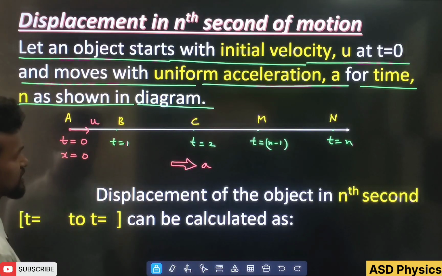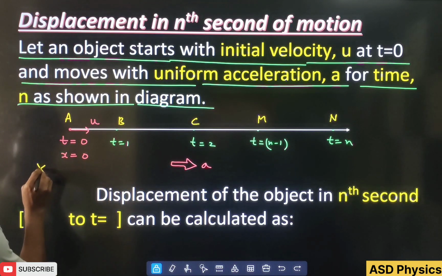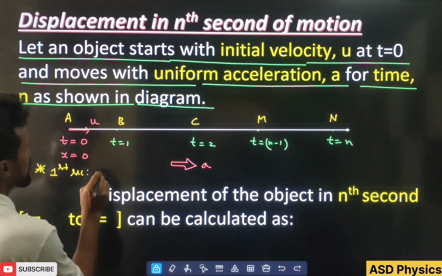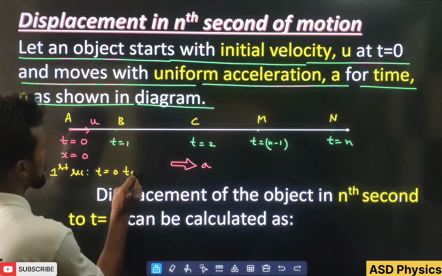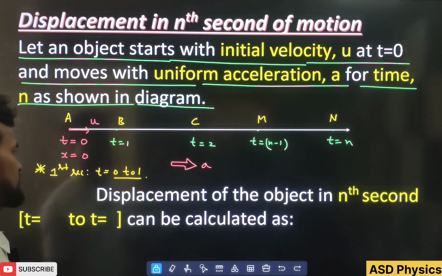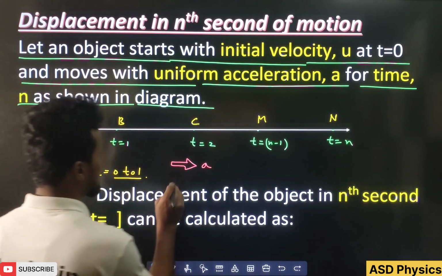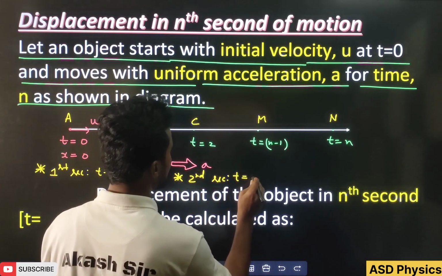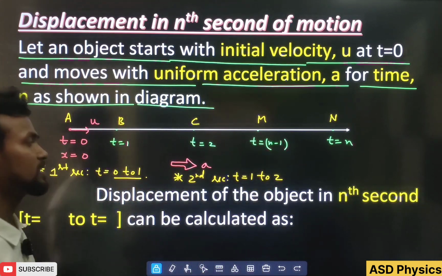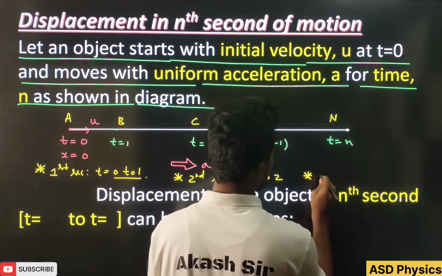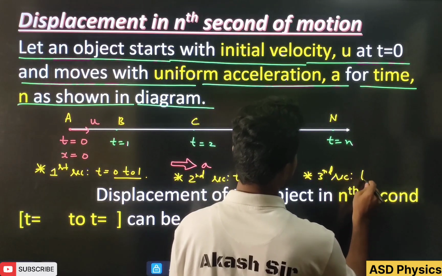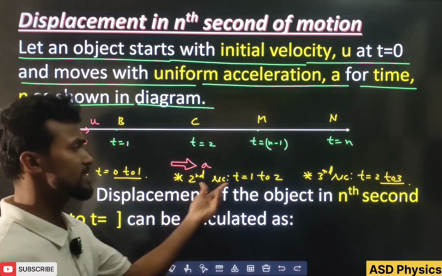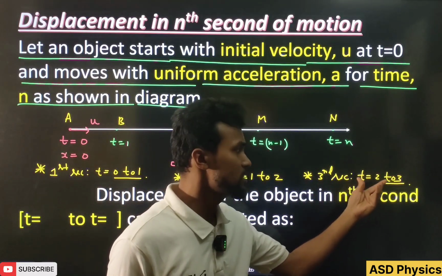If I talk about the first second, first second means where to where? 0 to 1. That means t equal to 0 to 1 we will call the first second. Similarly, the second second is t equal to 1 to 2. If I talk about the third second, now you can guess, t equal to 2 to 3. So first second means 0 to 1, second means 1 to 2, third means t equal to 2 to t equal to 3.